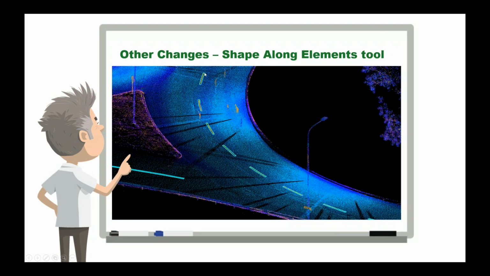One other tool that was added to this version is the Shape Along Elements tool. Sometimes in your deliverables, you're specified to create shapes to show the paint stripes instead of just one line that represents the paint stripe. So now when you extract those paint stripes, we can create the shapes around the paint stripes. That'll be useful if you must display it this way.